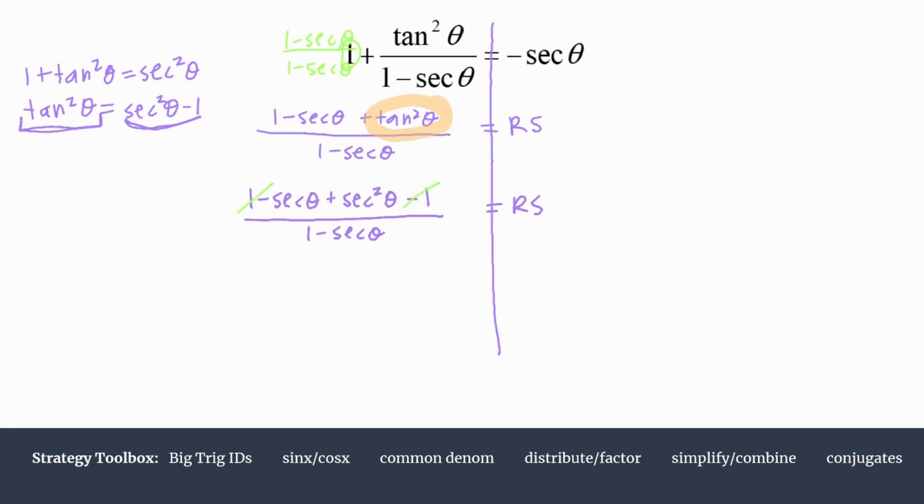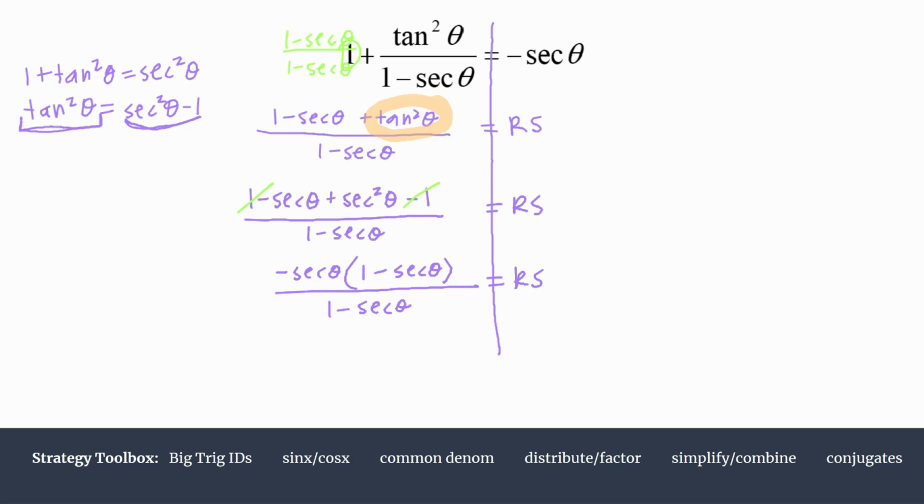And we see that negative secant theta and secant squared theta have a common factor. So let's go ahead and pull out a negative secant theta and see what we have. In the numerator, if we factor out a negative secant theta, with the first term we're left just with a 1, and with the second term we'd be left with a minus secant theta, all still over that common denominator. And that equals the right-hand side.